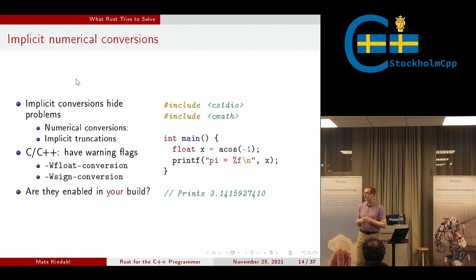So the first one is actually implicit conversions. If you look at this example, then we have arccos of minus 1. It's supposed to return pi, and arccos actually returns a double. But since it's implicitly converted to a float, you get a rounding error. And this is pretty close to pi, but it's not particularly close.